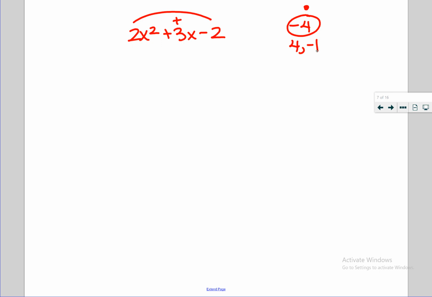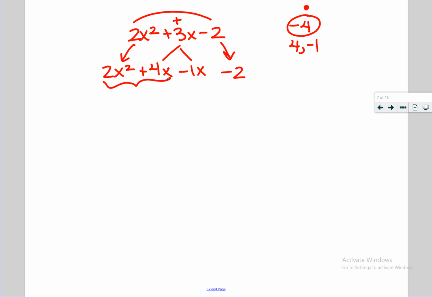Okay, so what do I do with those numbers? Your first term stays the same. Your last term stays the same, but our middle term is going to be split now into a 4x and a -1x. Now, if I put those together, 4x minus 1x is still 3x, so it's still the same equation, okay? But now I've created 4 different terms because I split that middle term, so I can factor by grouping.